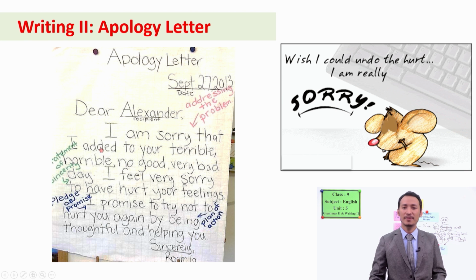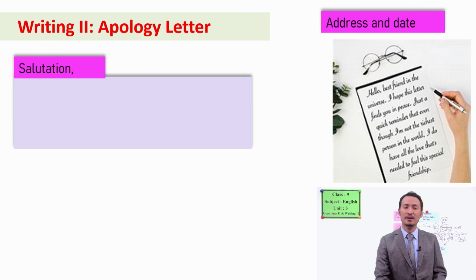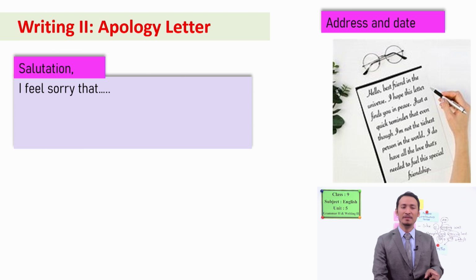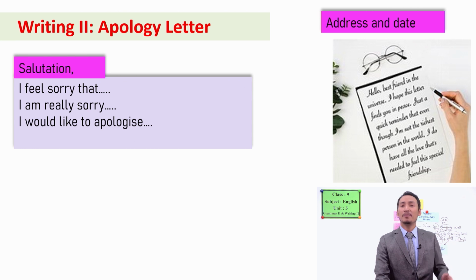Okay, so this is the format, and I'd like to show you again more clearly. First, address and date, and salutation. Salutation can be like dear friend, or dear Sita, Seema, any person's name, and you write the expression of your apology with I feel sorry that. This can be the starting line. Another starting can be I am really sorry that I spoke bad words to you. I would like to apologize for misbehaving today.